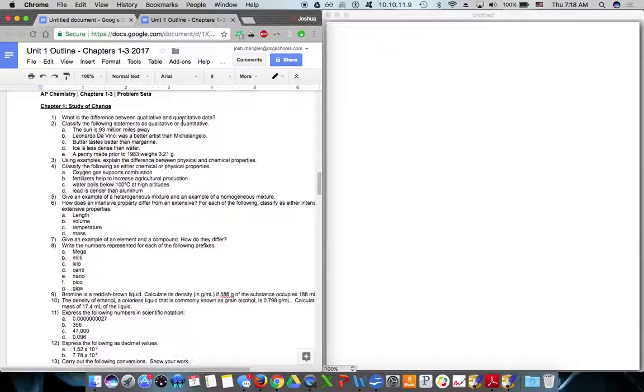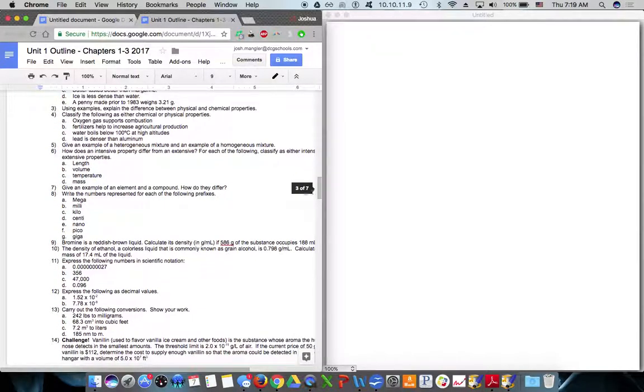We should know qualitative are things that are descriptions or observations. Quantitative involve values, and so A would be quantitative, B would be qualitative. Physical and chemical properties are going to be things like boiling point and flammability. Again, those should be review. For physical or chemical properties, A would be a chemical property, that oxygen supports combustion, and then D would be a physical property, that lead is denser than aluminum, so you can use that to figure out the rest.